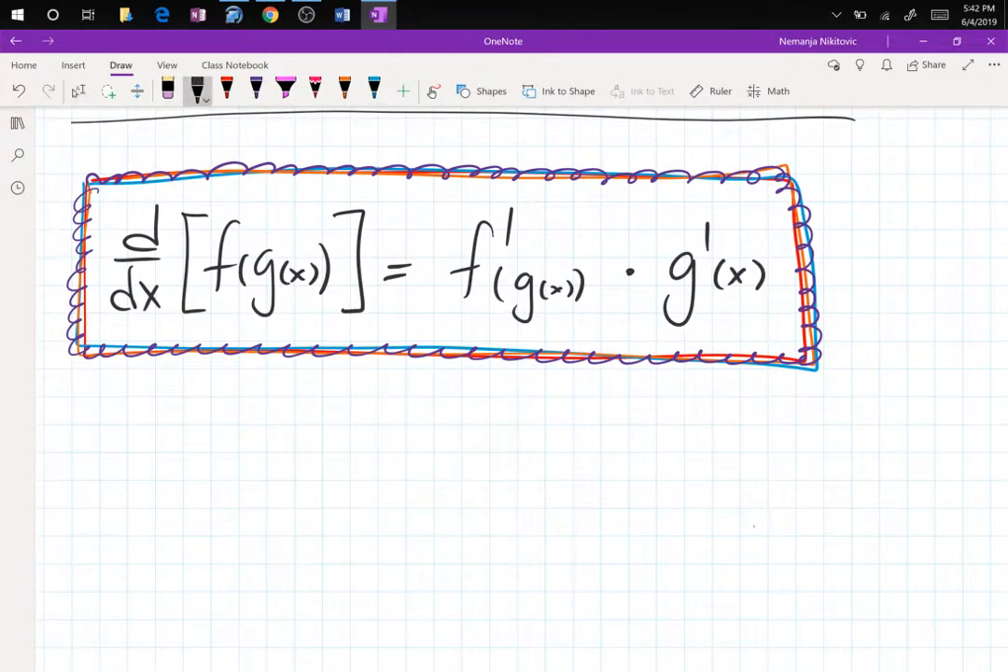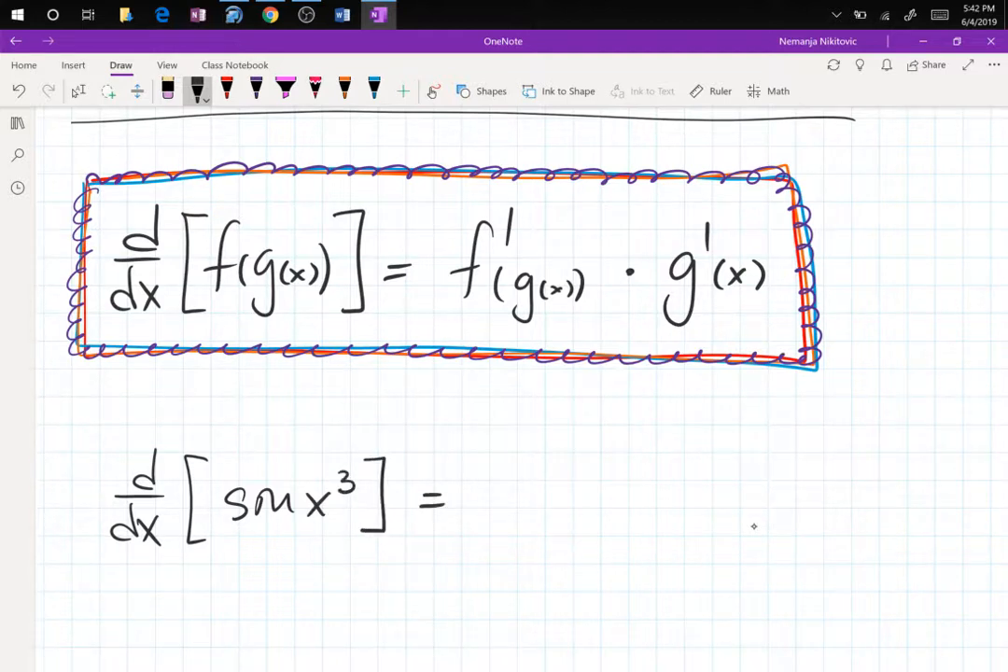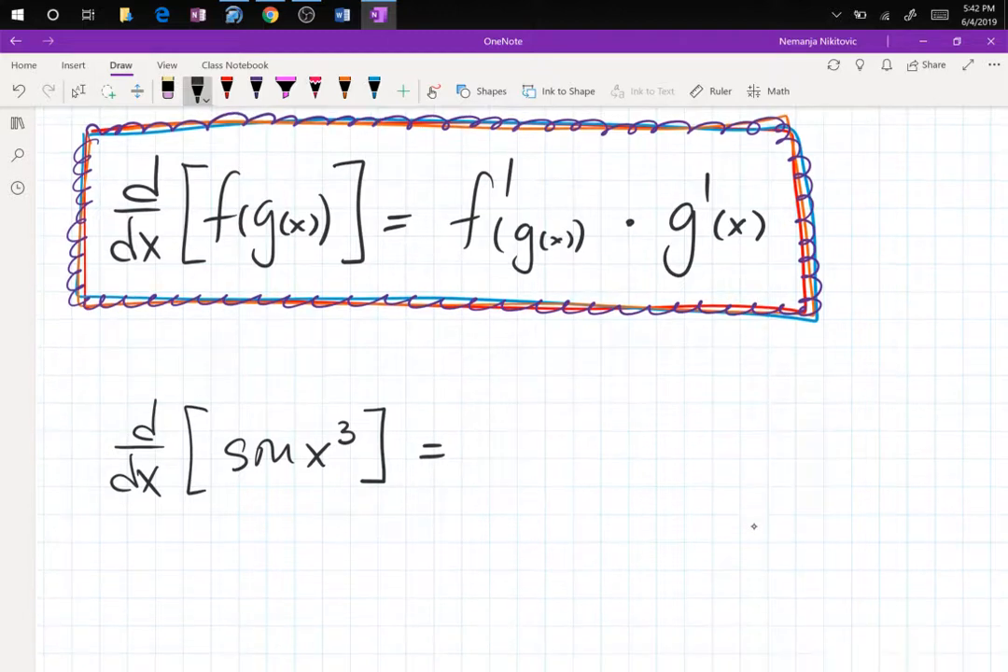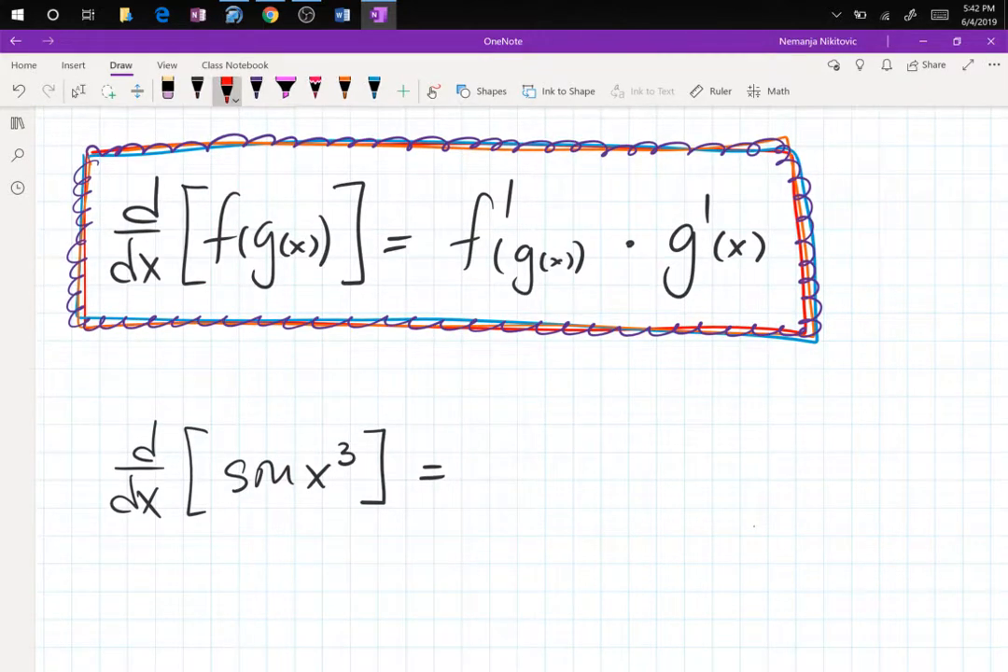Let's see the way this works. What is the derivative of sine x cubed? Now, what has to happen in your head, or you can write it down, is that you tell yourself that f is equal to sine x and g is equal to x cubed. If you are not able to do this, you can't do the problem. So this function decomposition step is extremely important because that's the first thing you do. You distinguish between f and g. And now you just follow the formula.